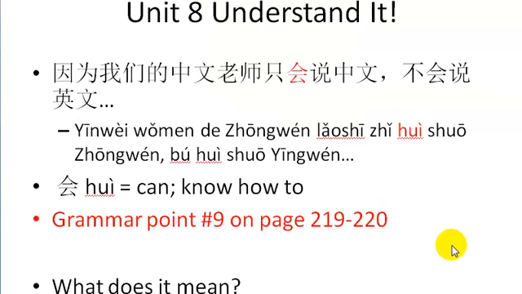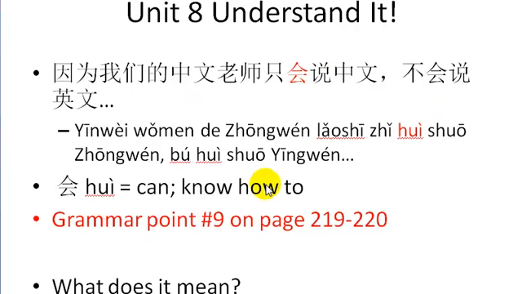Okay, so here we are back here. Now, I strongly suggest you pause this and go back to Grammar Point 9 on pages 219 to 220 and read the examples there so you can get a better idea of the difference between 会 and 能. But you'll see here in this sentence, 因为我们的中文老师只会说中文, right? So that's a learned skill. 不会说英文. Okay, so we have it used in the positive and then the negative here.